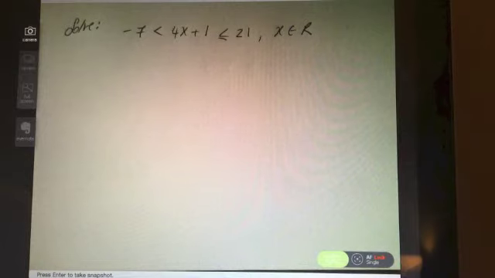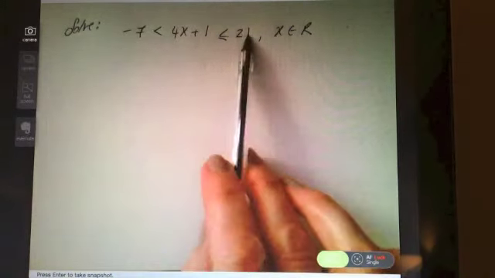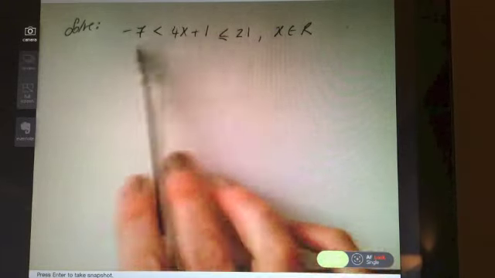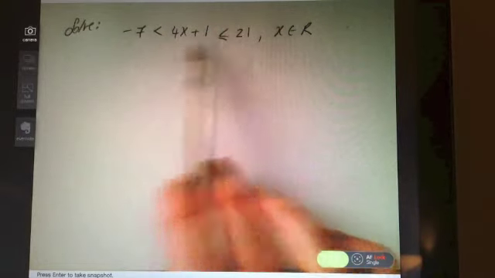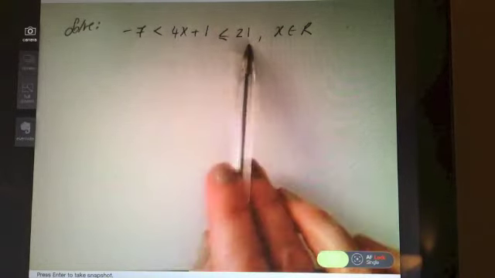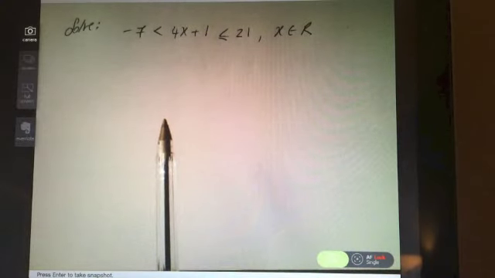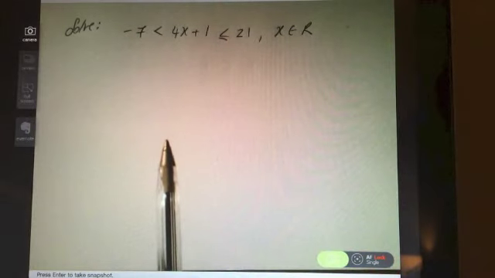Okay, final question. So what if you're given something that looks like this? All right. This often causes pupils quite a few problems. The easiest way to probably tackle something like this is to separate this out into two inequalities, because that's essentially what you have all together in one line.